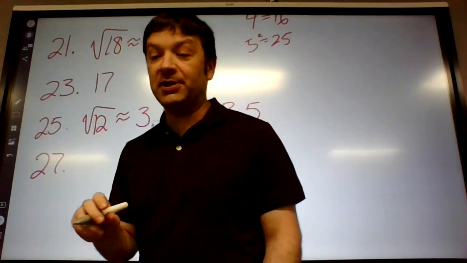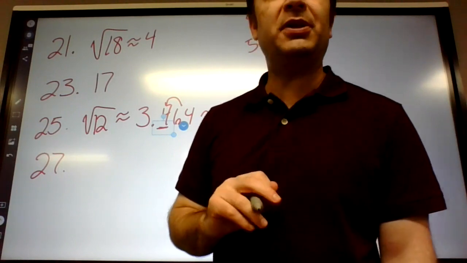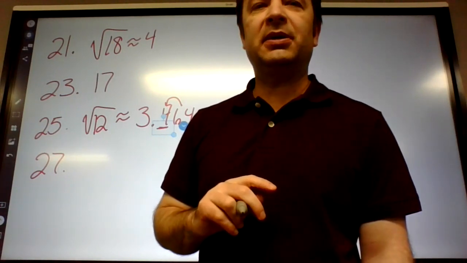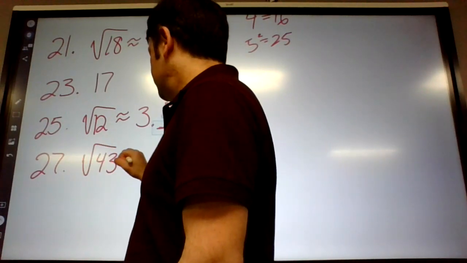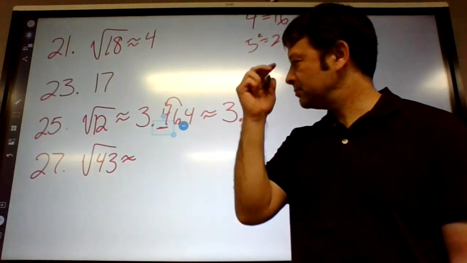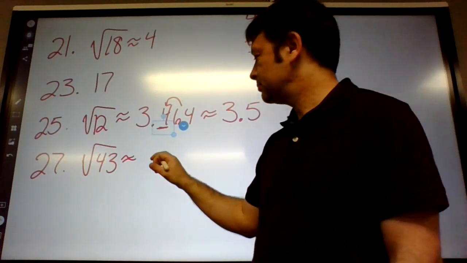I'm just kind of hoping you guys remember rounding, but if you don't, I can help you out. Square root of 43. Case, have you plugged that one in? No. Square root of 6.557.